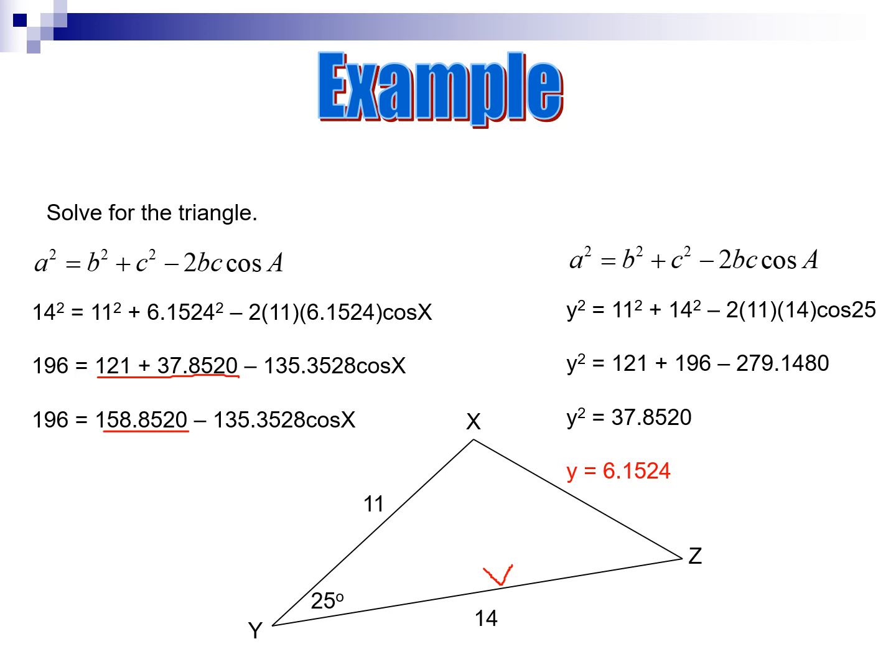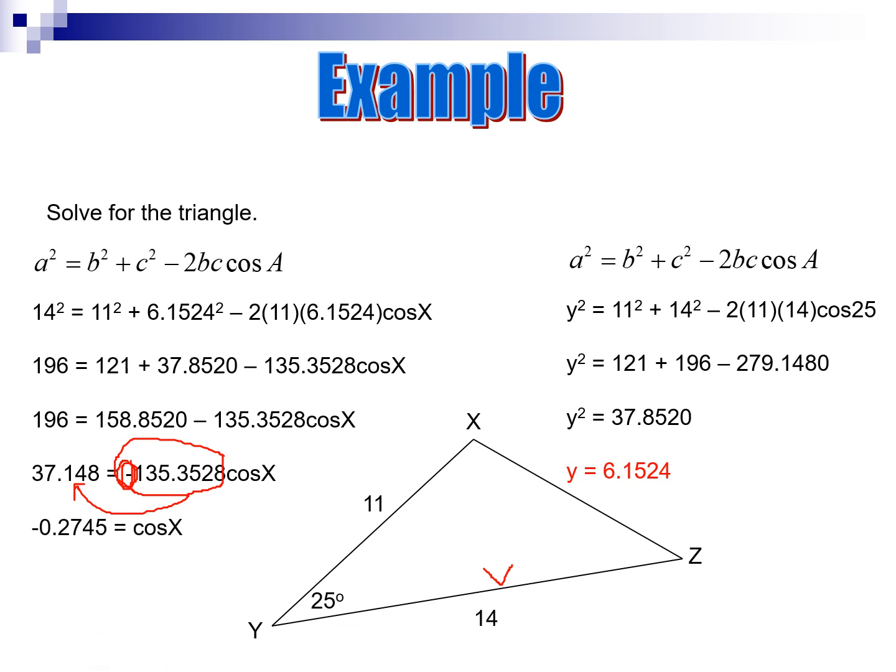That gives you that. Then at this point, we're going to bring over the 158 by subtracting it over. And that's what we get. And then finally, we get to deal with that number. Do not forget about the negative. It is very important. If you forget about the negative, everything is wrong. So divide by negative 135 to both sides. So when you divide to the other side, you get some tiny number that looks like this.